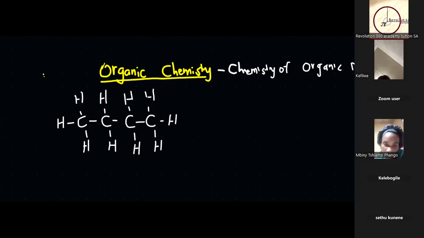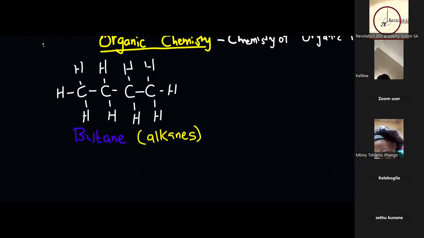Now one thing that you need to understand is that butane falls under alkanes. What is an alkane? Alkanes are saturated hydrocarbons with single covalent bonds between carbon atoms. And one thing that you must never forget is that for alkanes, the name ending will be -ane. So we know that we are working with an alkane, just like that.